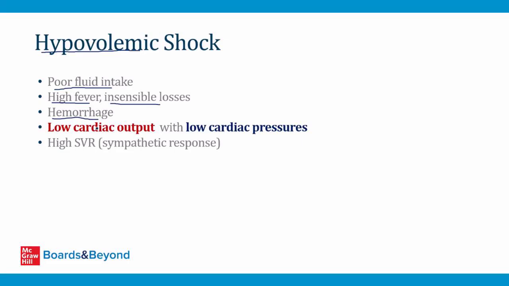In terms of hemodynamics, the hallmark of hypovolemic shock is low cardiac output with low cardiac pressures. So just like in the patient with cardiogenic shock, the cardiac output is low, but this time it's low because there's low intravascular volume, not because the left ventricle isn't working. So this means that you're not going to get those high pressures in the heart like you saw with cardiogenic shock. You're going to have low pressures everywhere, including in the heart, because there's simply low volume throughout the body. And then finally, the SVR will be high, and that's because the sympathetic nervous system is responding to the low blood pressure and the low cardiac output.